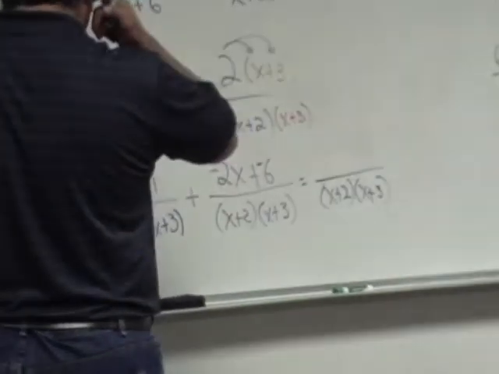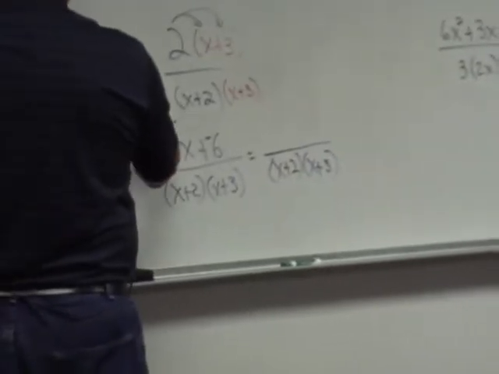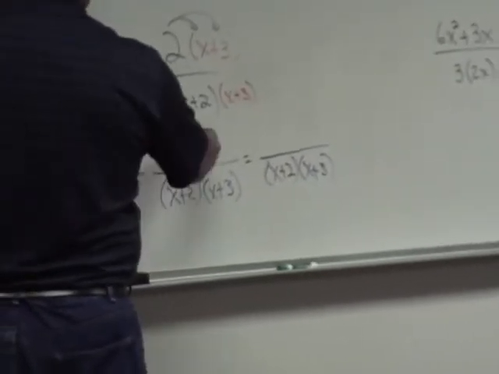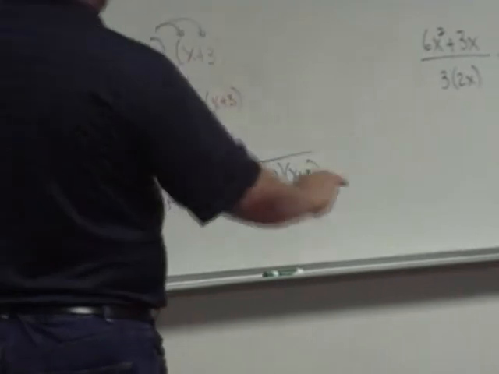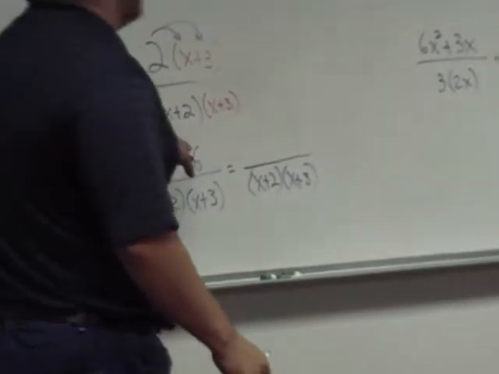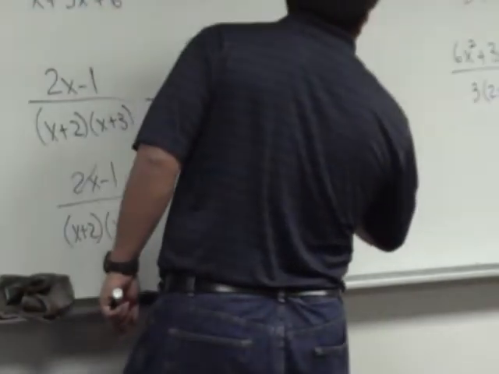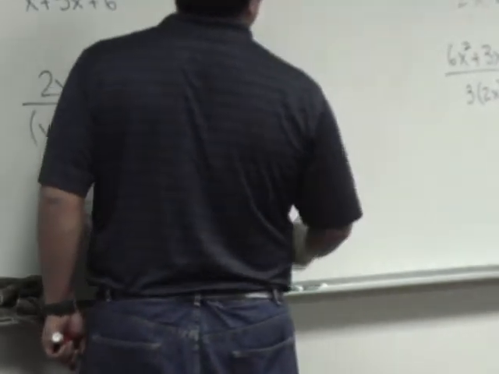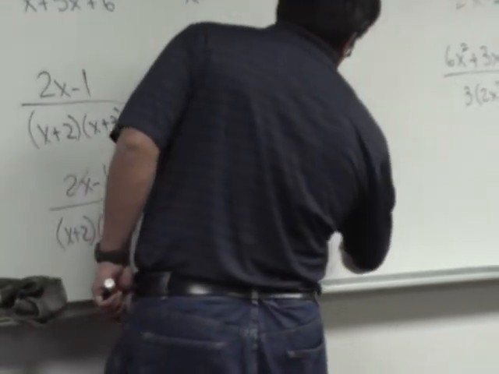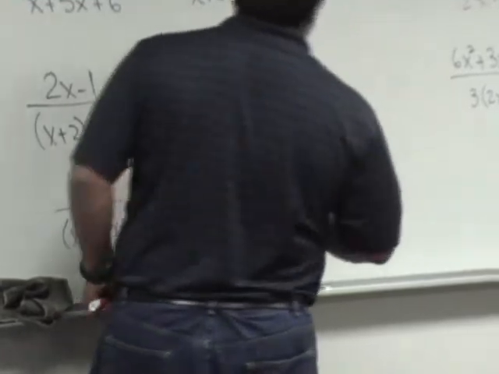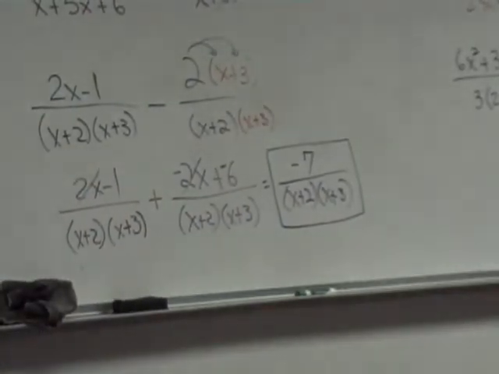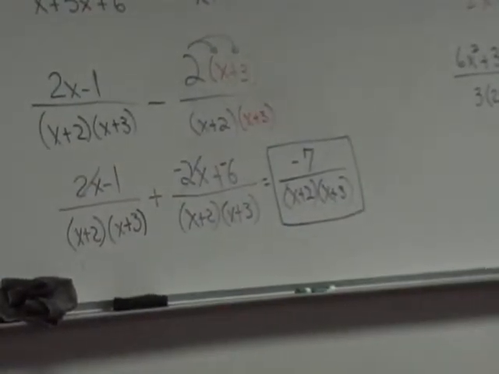The numerator here, let's combine like terms. What's 2x plus negative 2x? 0. They cancel. We don't have to write 0x. We just cancel them. What's negative 1 and negative 6? Negative 7. Can I factor that? No. Let me finish. Negative 7 over x plus 2 times x plus 3.